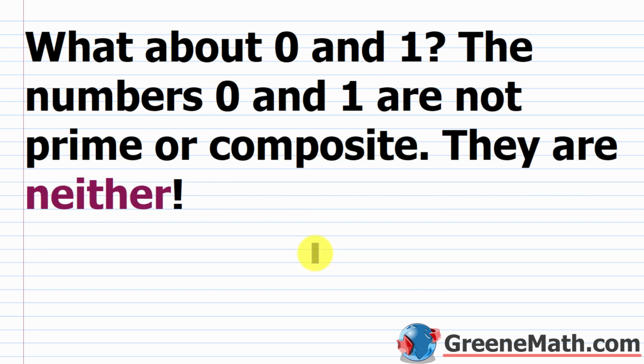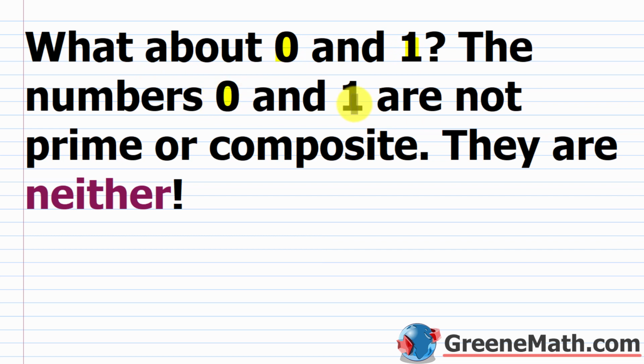All right, now on your test, you might be asked about 0 and 1. Remember, in the definition for a prime number and also in the definition for a composite number, we specifically said it was a whole number larger than 1. So basically, we're starting with 2 and we're looking for anything larger. So what about 0 and 1?